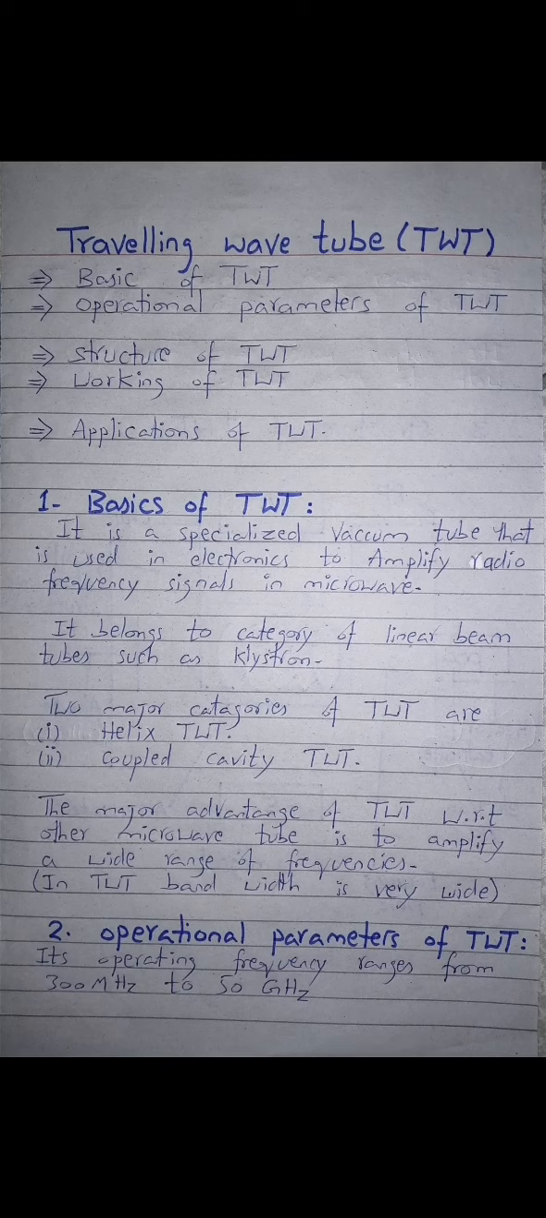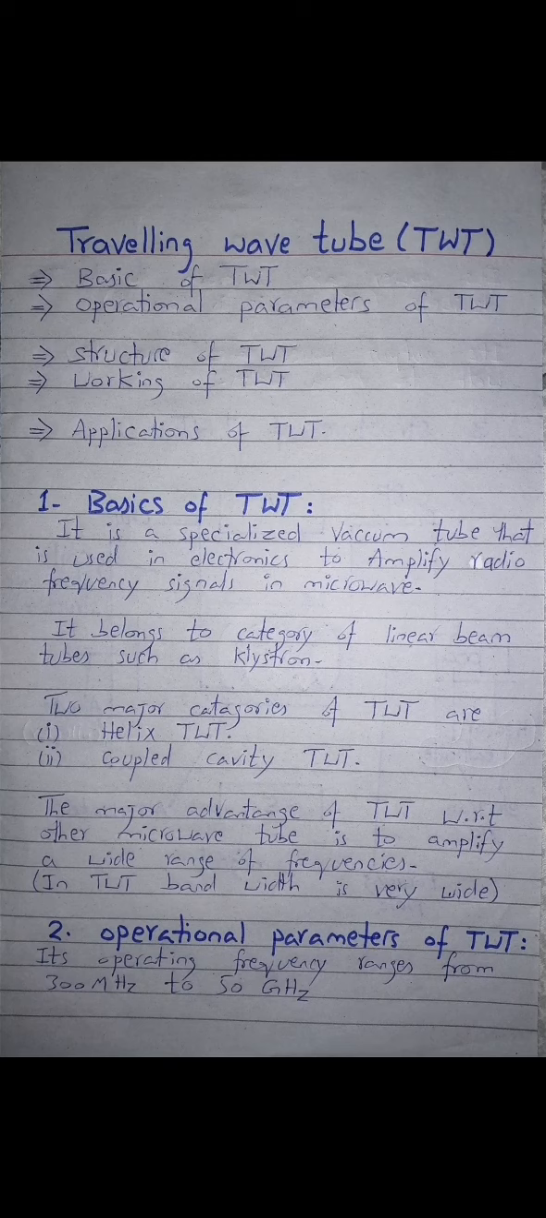Two major categories of traveling wave tube are the helix traveling wave tube and the coupled cavity traveling wave tube. The major advantage of the traveling wave tube with respect to other microwave tubes is that it can amplify a wide range of frequencies. In the traveling wave tube, the bandwidth is very wide as compared to the other tubes.